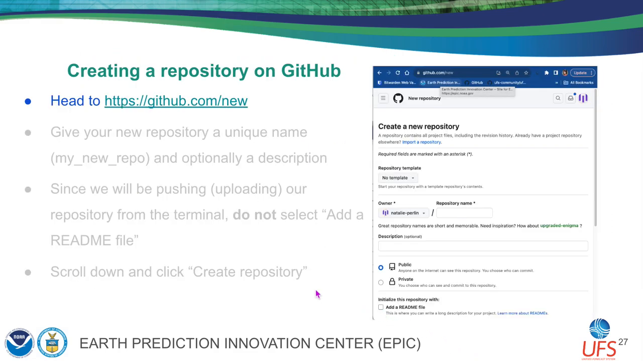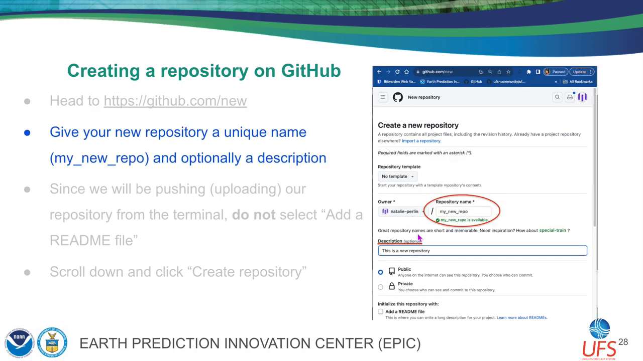Okay, let's create our new repository on GitHub. So we would head to github.com/new, and then it will take us to a new page where we can create a new repository. Give a name to the new repository. GitHub will automatically check if this name is available and let you know. In my case, it says my new repo is available.